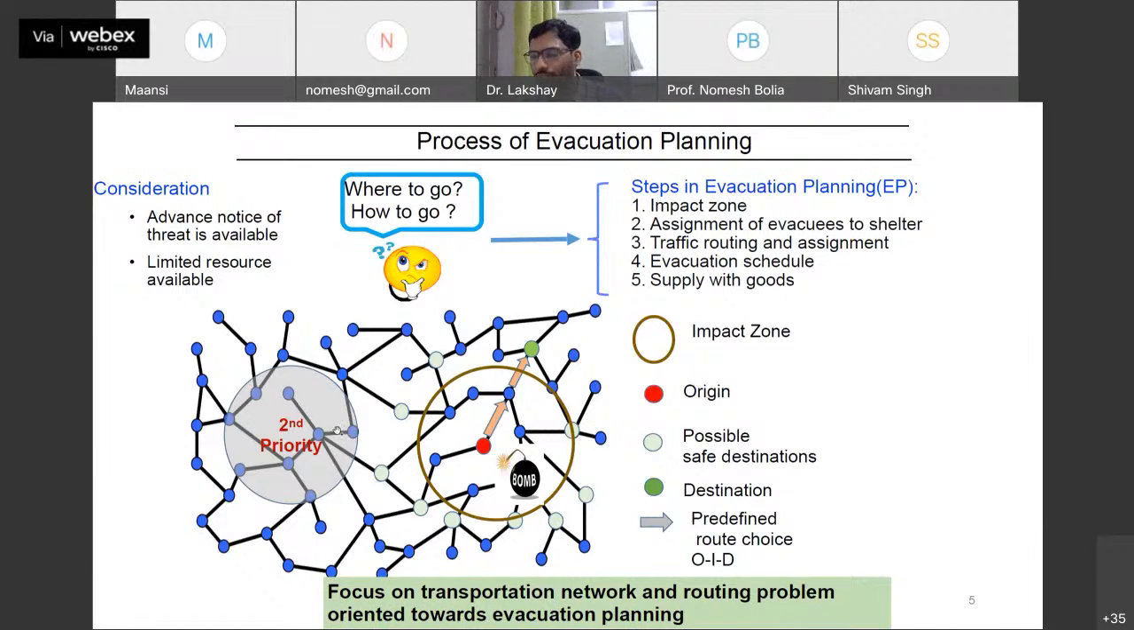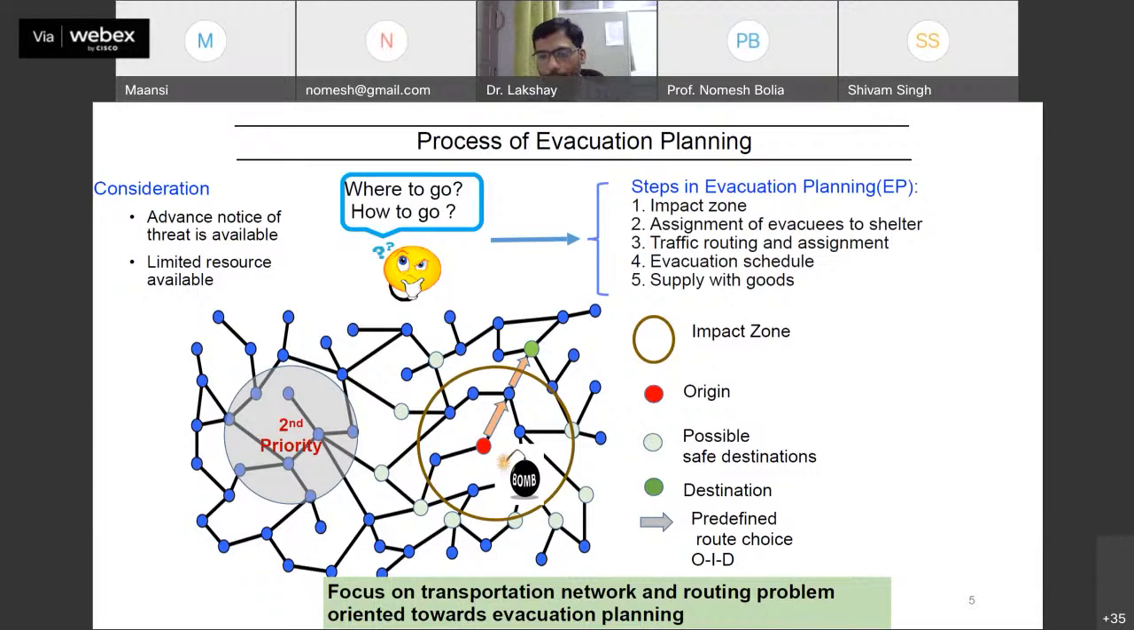So this kind of priority, in a nutshell, describes the different kinds of modeling you can make in evacuation planning. There is too much scope to use such models in disaster management. At least this is just one phase I've shown you, which is only the preparedness phase. Then you can make many models in the response phase, where you can decide in real time how you should respond.